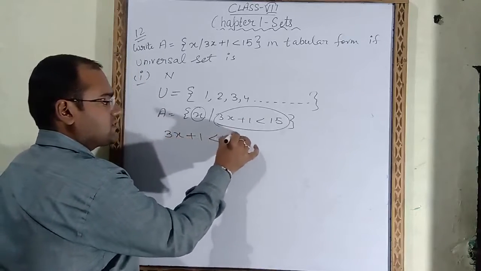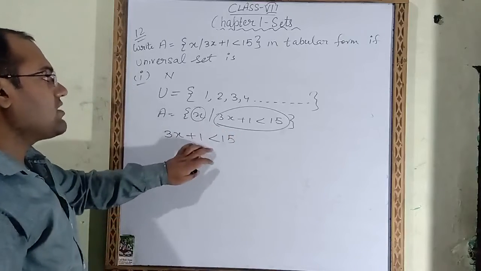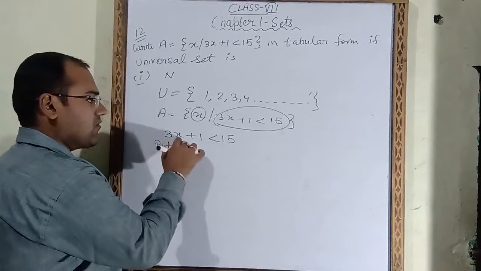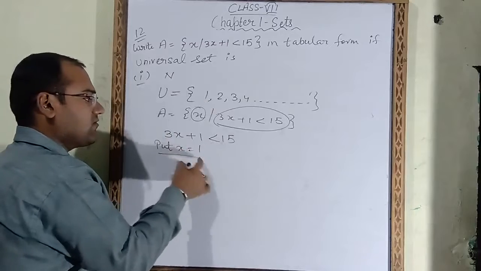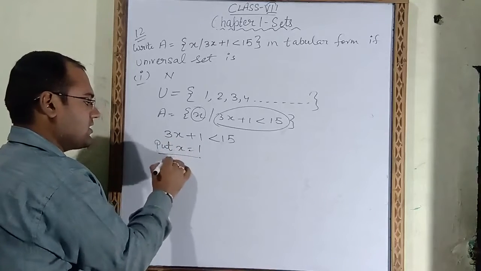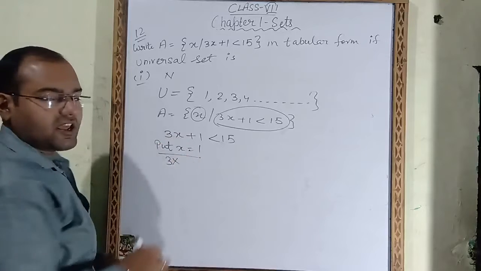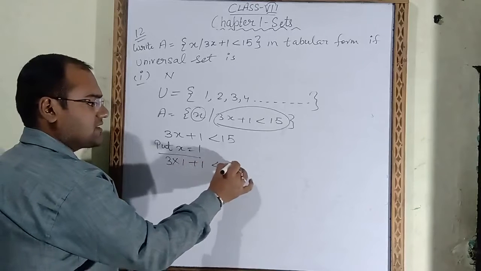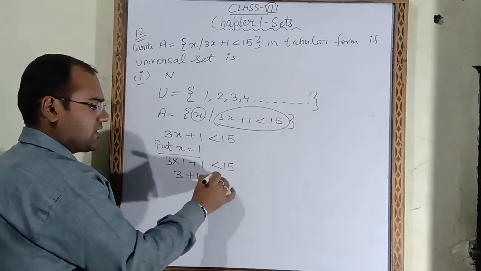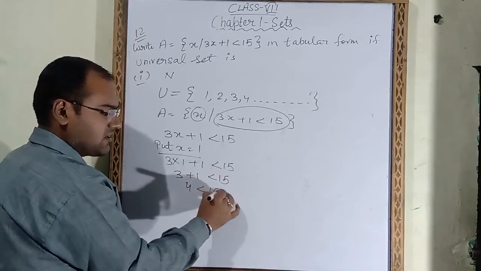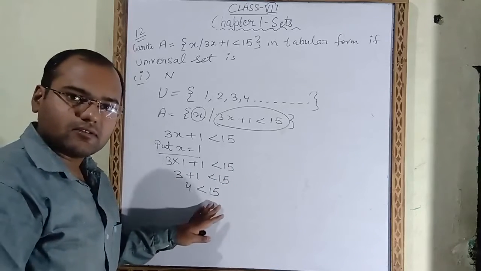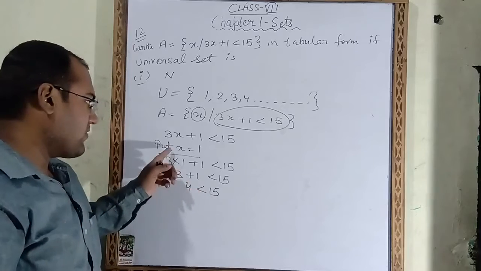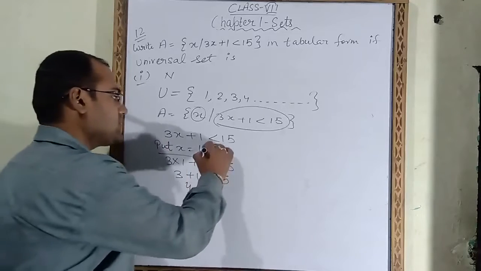3x plus 1 is less than 15. In this statement we have to put these values one by one. Put value of x as 1. No sign is there in between 3 and x, that means we have to take multiply sign. 3 multiply x, x value is 1, plus 1 is less than 15. 3 ones are 3, plus 1 is less than 15. That means 4 is less than 15. Is this statement correct? 4 is less than 15. Yes, this statement is correct. That means the value x is equal to 1 is correct.